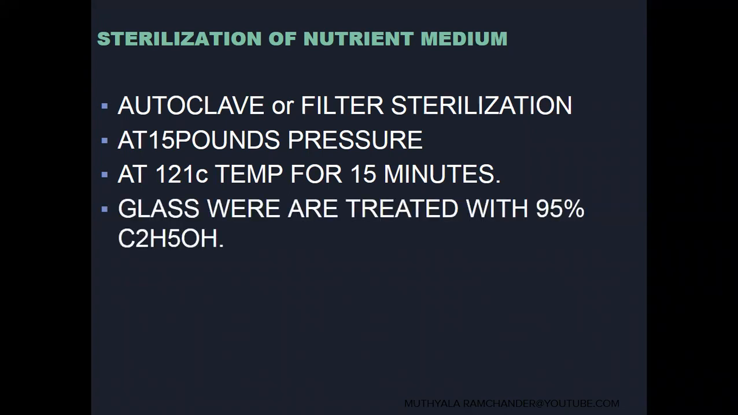During the tissue culture procedure, we use different types of glassware. The glassware is also kept in the autoclave machines. After the glassware cools down, it is treated with 95% ethyl alcohol solution. Finally, the glassware is also sterilized. This is the sterilization procedure for the nutrient medium and the glassware used during tissue culture.